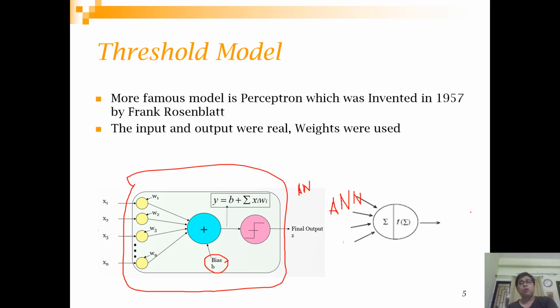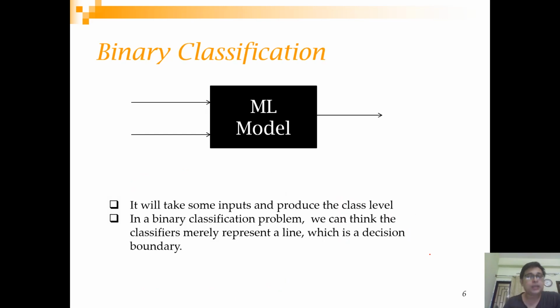And in a more simplified way, this can be represented like this. These are inputs going in, aggregation is happening, and then a function is applied on these aggregated inputs and the output is available. All right. Let's now quickly recap the binary classification problem.